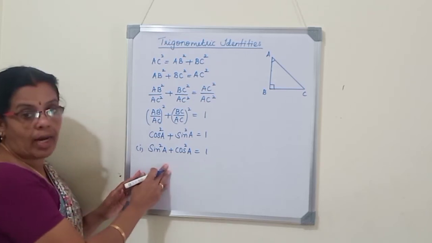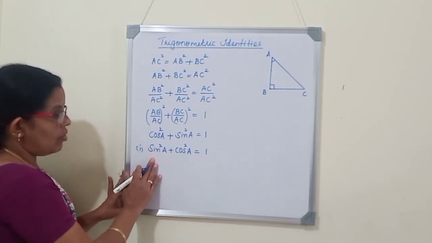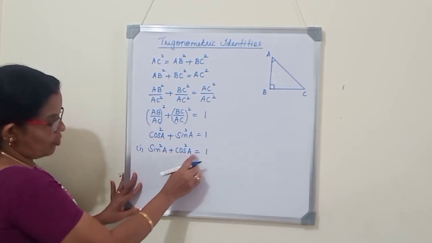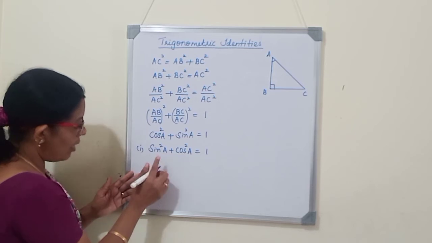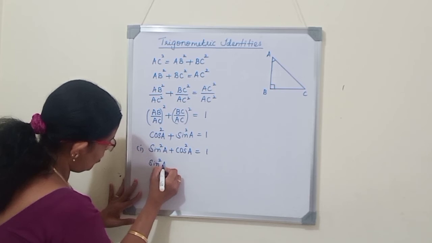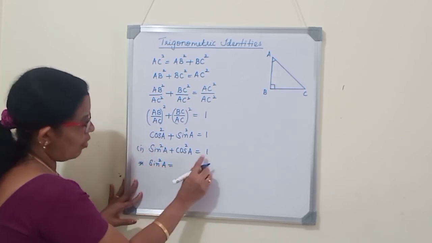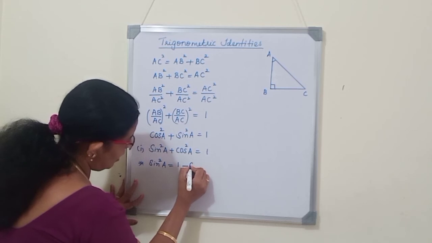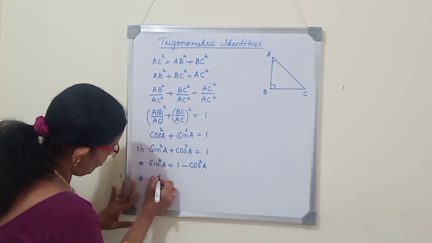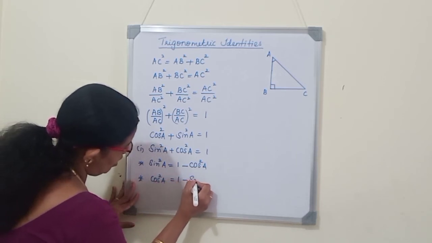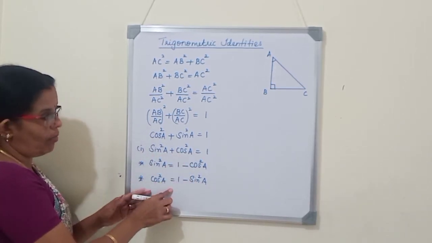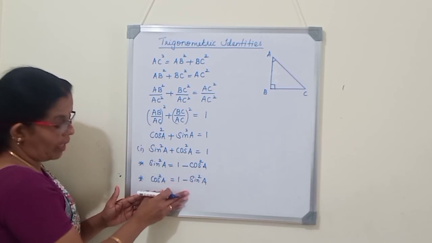From this identity we can write two more formulas, two more identities. This is a very important identity: sin square A plus cos square A is 1, or sin square theta plus cos square theta is 1. Now from this how can we write two more formulas? Sin square A equals 1 minus cos square A, and the next one is cos square A equals 1 minus sin square A. So we are actually learning only one identity here. From this one identity we are writing two more formulas. While doing sums we have to apply it like this.